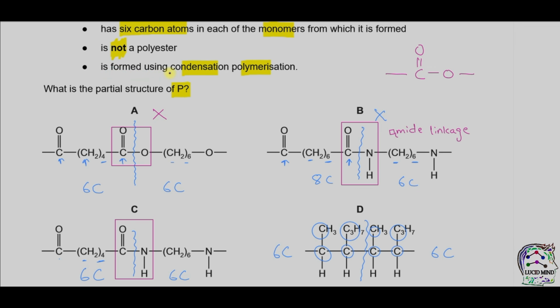Third option, it is formed using condensation polymerization. Now we know that when condensation polymerization takes place, then we can have an amide linkage or an ester linkage. So as the ester linkage is incorrect, it must be an amide linkage. In part D, we can see we have a long chain of addition polymerization, so therefore this is not an example of condensation polymerization. So in part C, we have 6 carbon atoms in each monomer. C is not a polyester, it is a polyamide, and C is formed using condensation polymerization, so therefore the answer is C.